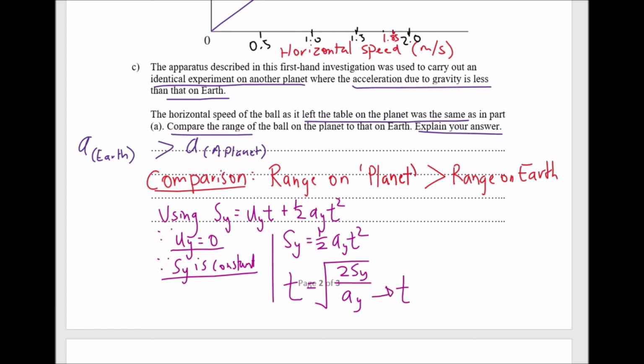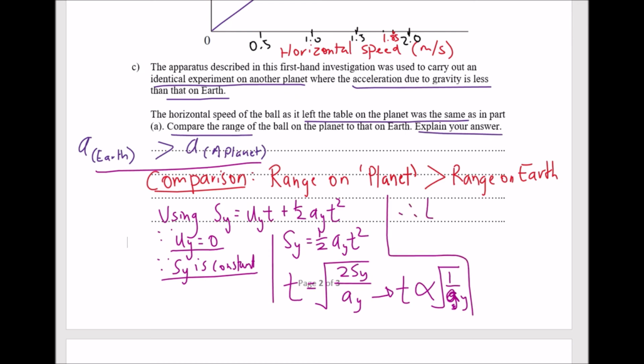So we can say that t is proportional to the square root of 1 over ay. Okay, so 1 over ay. And because we already know that the Earth's acceleration is bigger than the planet's acceleration, then we know, therefore, time on planet will be longer than time on Earth.